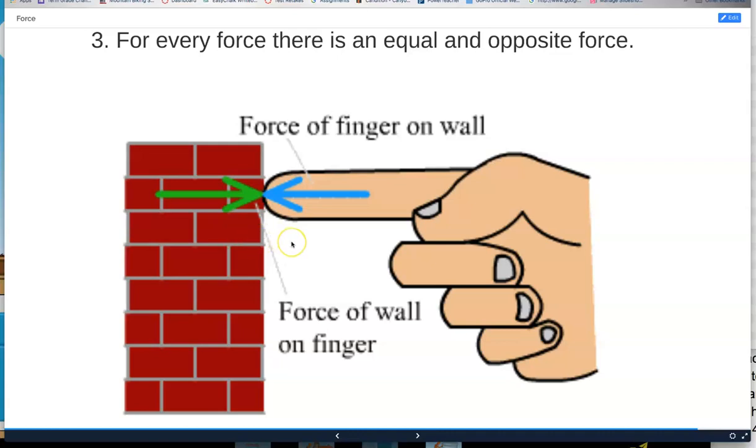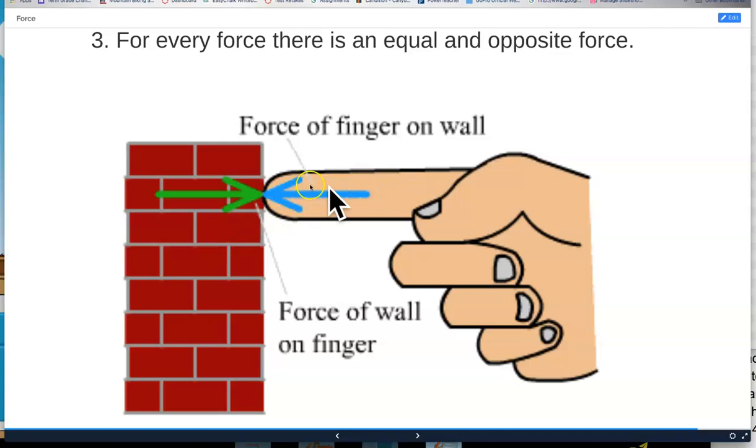So when we talk about something like whether you break that wall, we look only at the blue force. So if the blue force is bigger than the wall can handle, we would break through that wall. We don't look at the green force. We look only at the force working on the wall to see if the wall breaks.